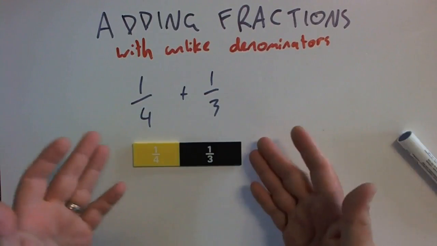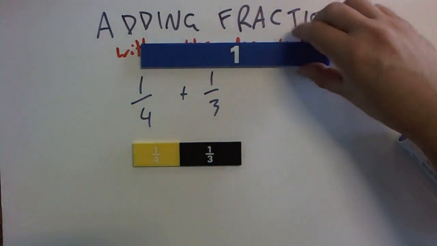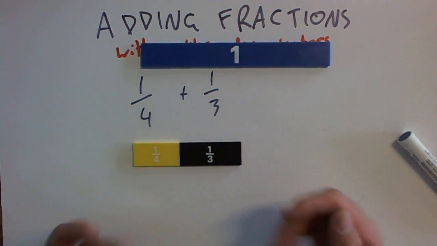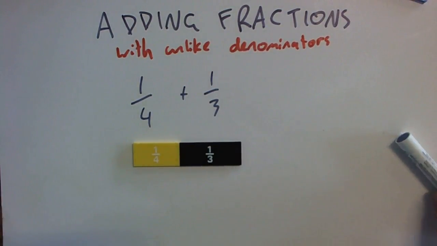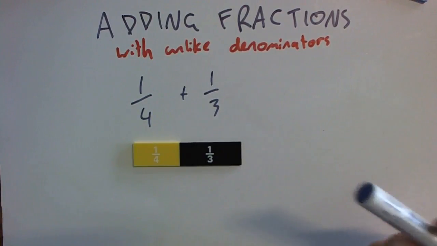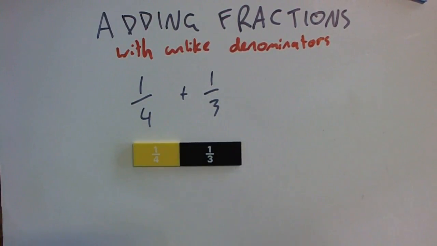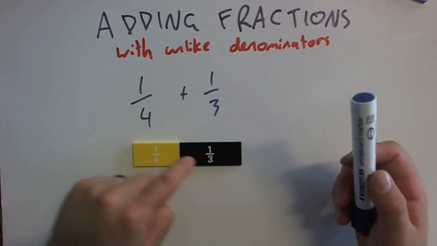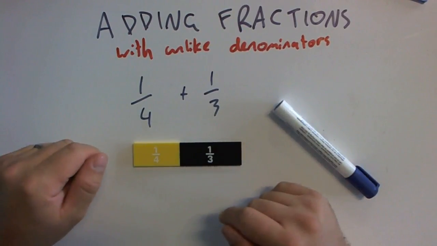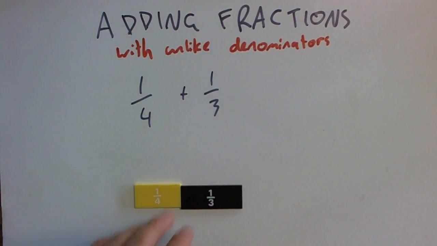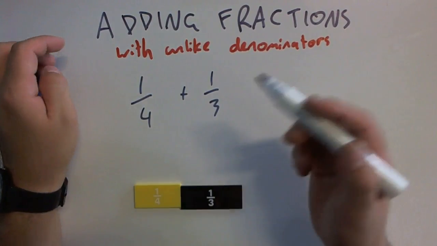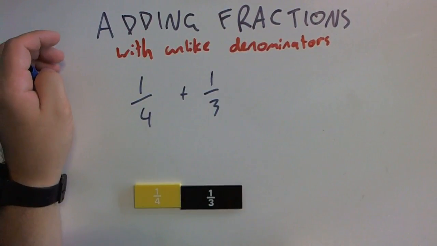I don't know what size this is compared to the whole because they're two different denominators. They're cut up into two different sizes. So what I need to do is make them the same denominators. I need to create some equivalent fractions to this, so when I add them together, it makes meaning. So how do I do that? Well, I need to cut up 1/4 and 1/3 into the same size pieces.